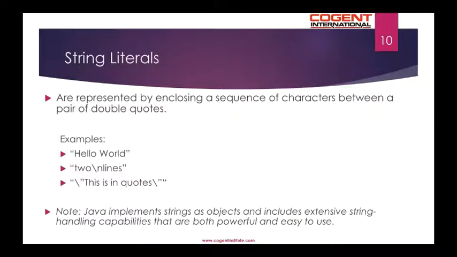String literals are represented by enclosing a sequence of characters between a pair of double quotes. Example, hello world, which is within the double quotes, and two lines within double quotes. And if you want double quotes to be a part of the string literal, escape it with the backslash. So in this example, we have within the double quotes, a backslash, double quote, this is in quotes, backslash, double quote. Note that Java implements strings as objects and includes extensive string handling capabilities that are both powerful and easy to use. These will be covered in a separate module.